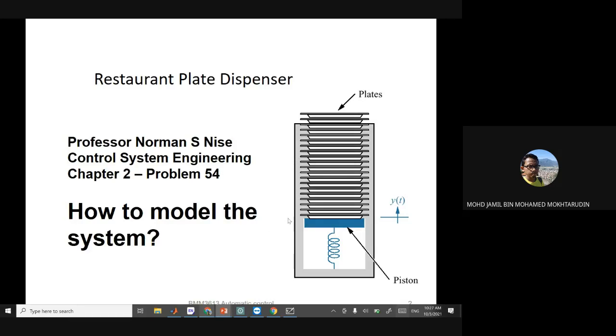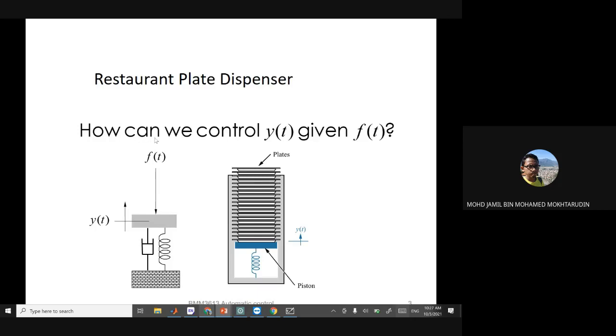So how to model the system? How can we control y(t)? Basically, we can assume that this piston is something with a mass, and we want to find the position or the displacement of this mass. The plates are represented by the force which pushes the box downward, and on the box there is a spring, and we can also put a damper. So generally there are two things, damper and also spring.